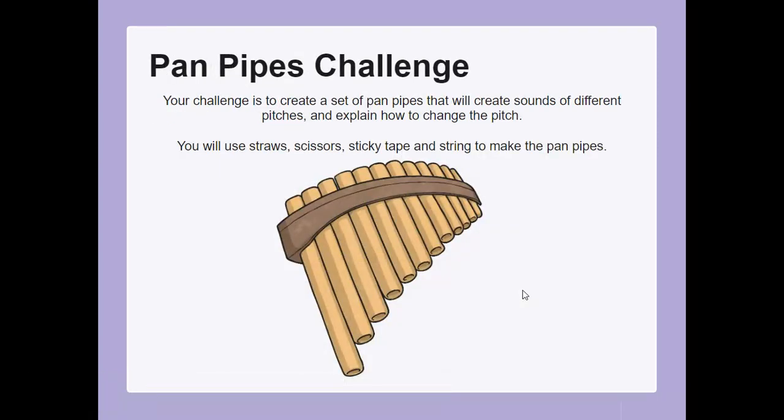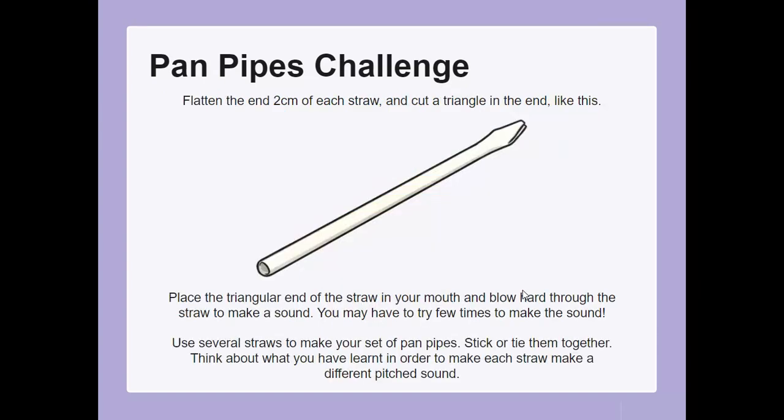Your challenge is to create a set of panpipes that will create sounds of different pitches and explain how to change the pitch. You will use straws, scissors, sticky tape and string to make the panpipes. Now, because you have done the observations of the instruments, this is completely optional, so you do not have to do this if you don't have the equipment to do so. So this is how you can make it.